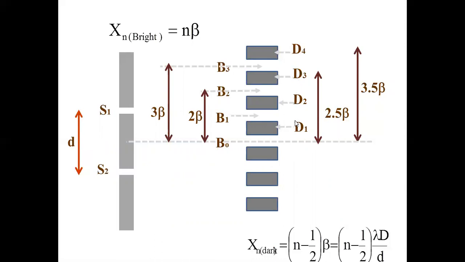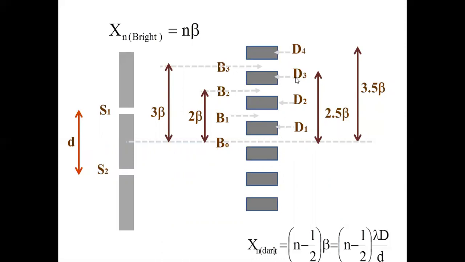1 beta, 2 beta, 2.5 beta. Which bright fringe are you referring to? Eighth bright fringe. Which dark fringe are you referring to? Sir, eighth dark fringe, 7.5 beta. Sir, fourth dark fringe: 1, 2 beta, 3 beta, half beta, 3.5 beta. Third dark fringe, 2.5 beta.